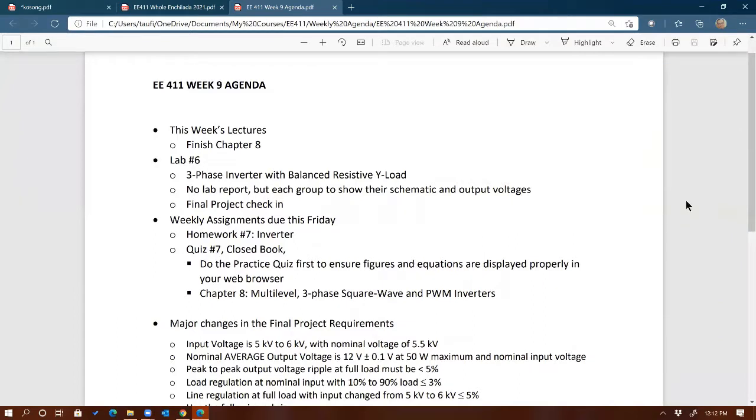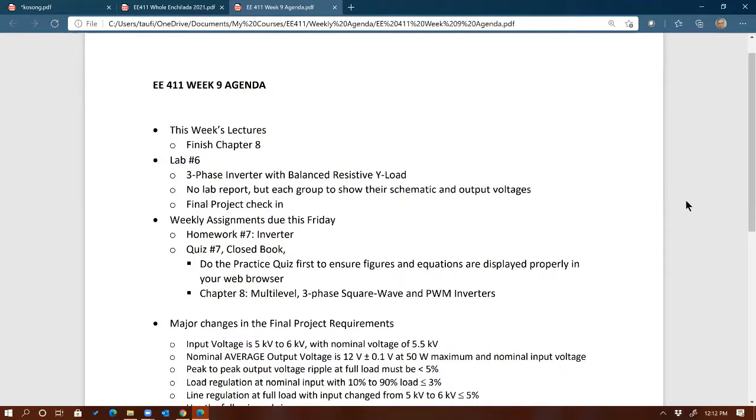Okay, this week's agenda: we'll finish chapter 4, and once we finish with chapter 4, I think the more relevant chapter for you to learn for this class is between 6 and 7, I believe. Yeah, I think chapter 7 will be more relevant. So we'll start chapter 7 today, after finishing chapter 8.